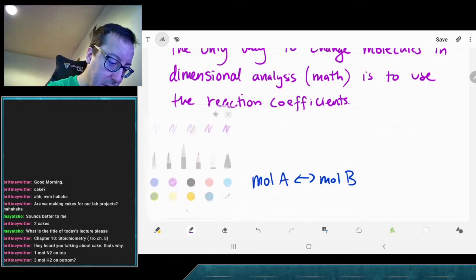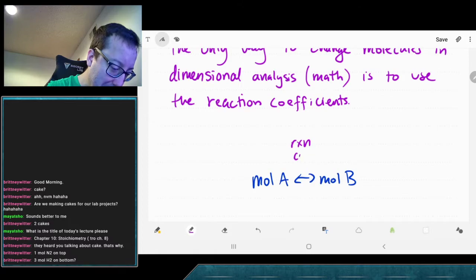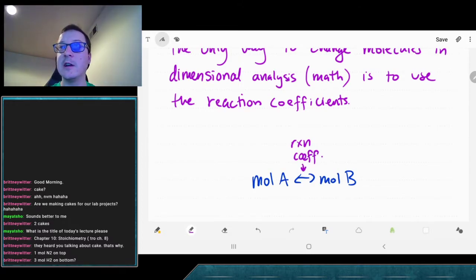This here is your reaction coefficient. This is the conversion factor that is going to be utilized to swap between different substances. It's the only way to do that. So you can never just go grams to grams or something. You have to use these reaction coefficients.